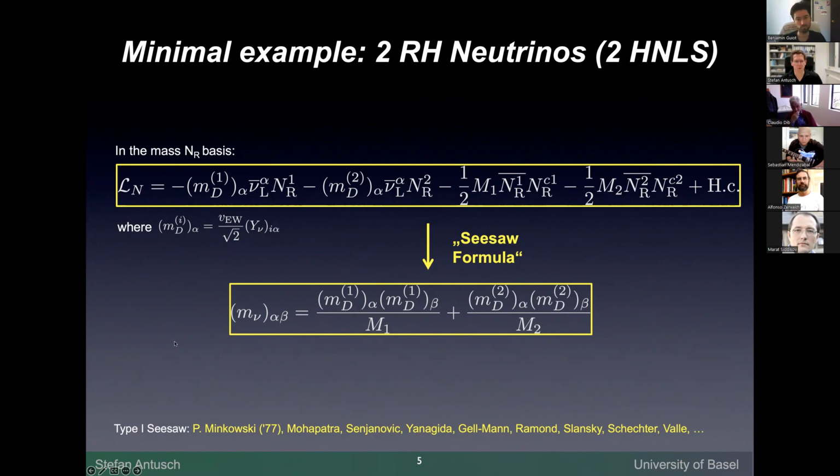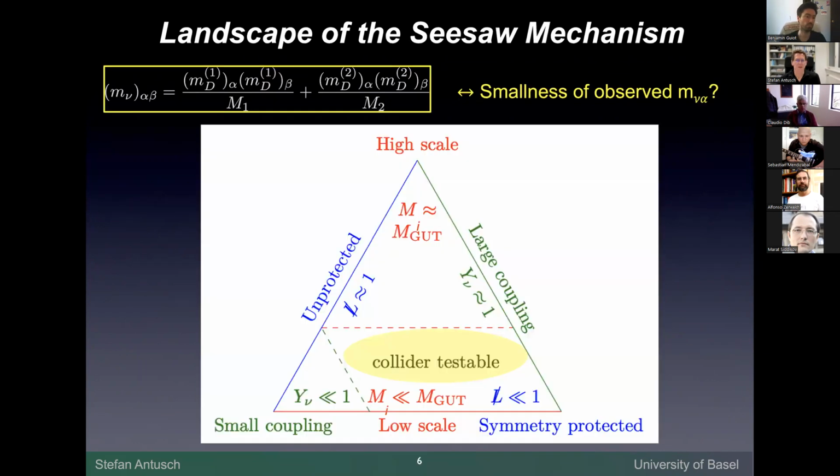And with the seesaw formula, one gets two contributions to the light neutrino mass matrix. One is proportional to M_D1, the Dirac Yukawa couplings to the first right-handed neutrino mass eigenstate, and suppressed by M1, and the second one analogously with the second right-handed neutrino. Now with these two contributions, we would like to understand the smallness of the observed light neutrino masses.